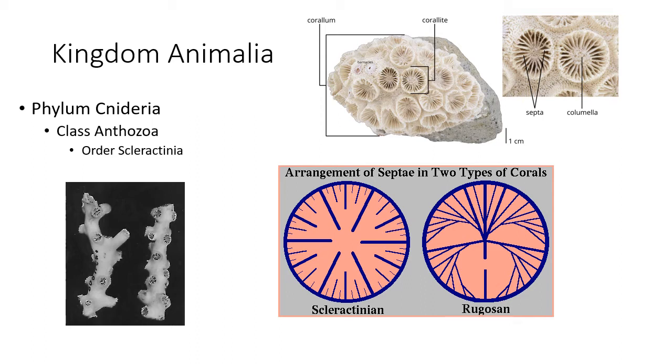So all of our modern corals are scleractinians, but they do have some similarities with rugose corals. Possibly an evolutionary lineage, we're not really sure.